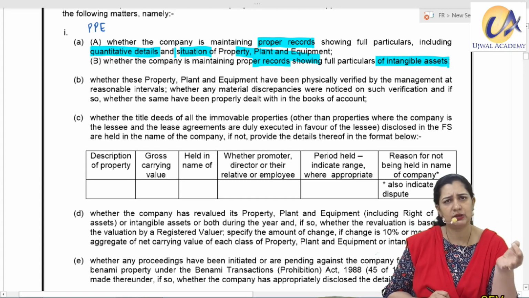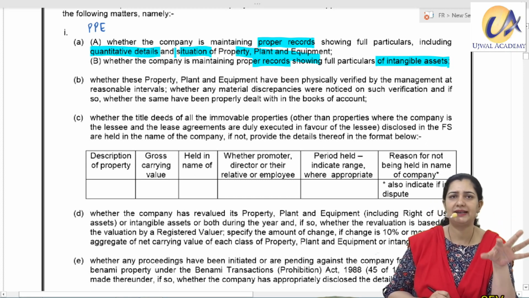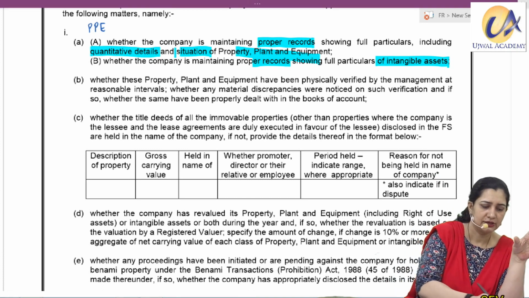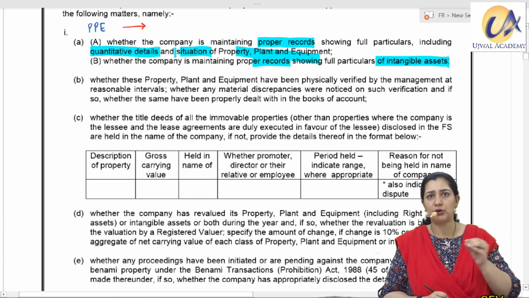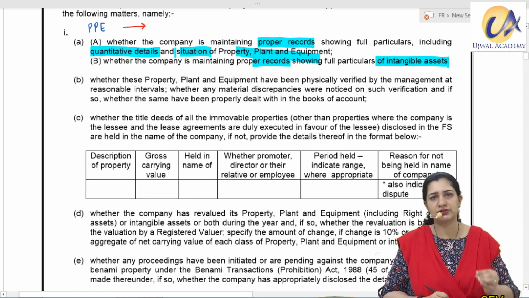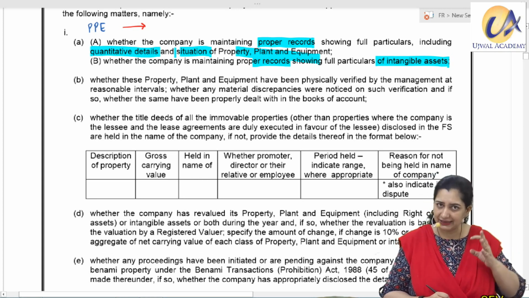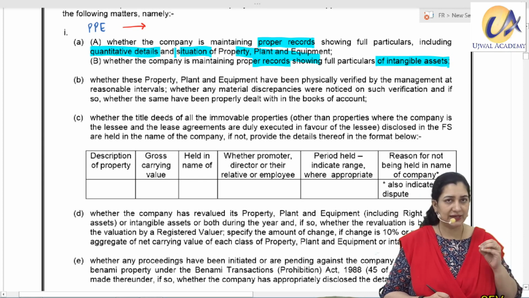This is a reporting requirement. We have to report whether they have proper records. So this PP point, what we have done is we have got 5 points in that. To remember those 5 points, we are going to have a small technique again for this. First, we'll understand the 5 points, then we will try to remember them.